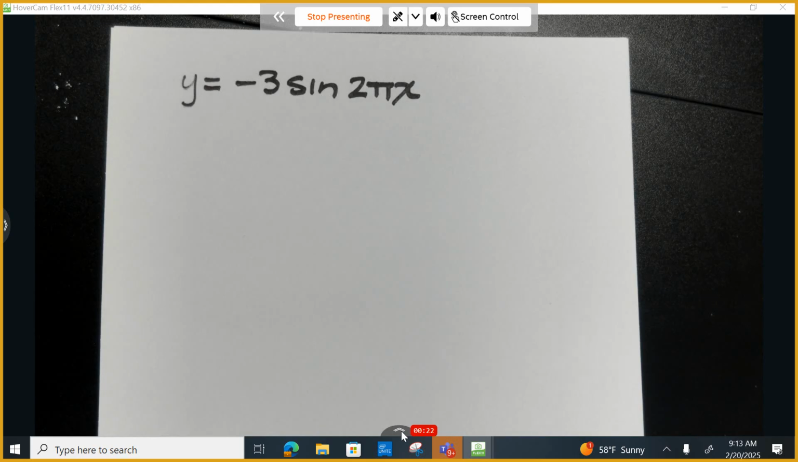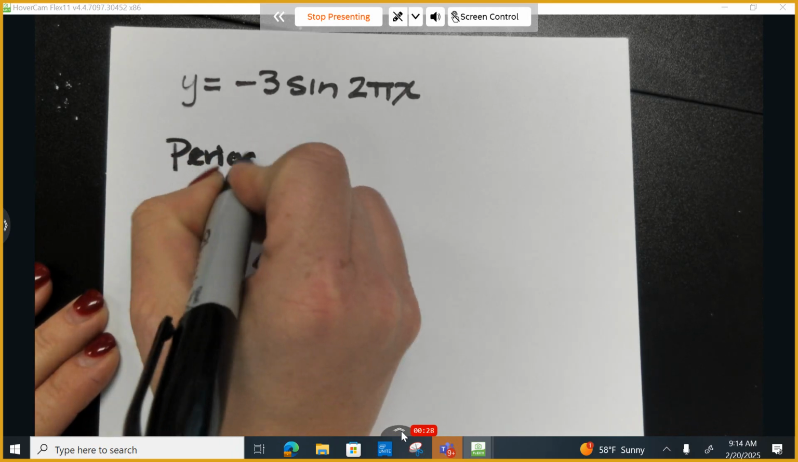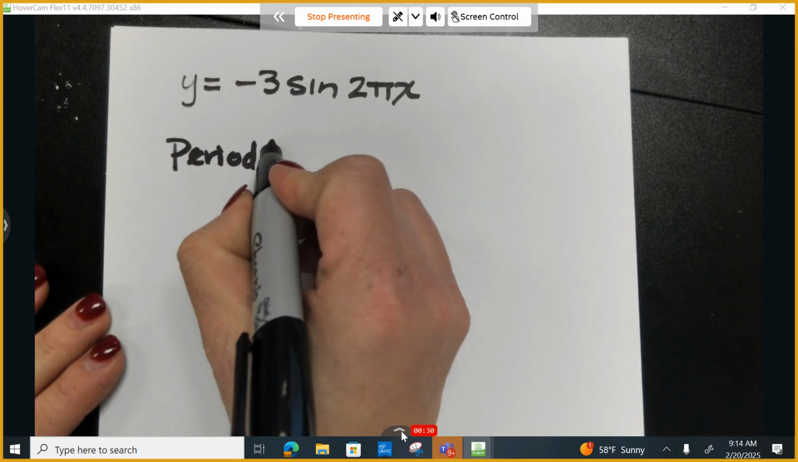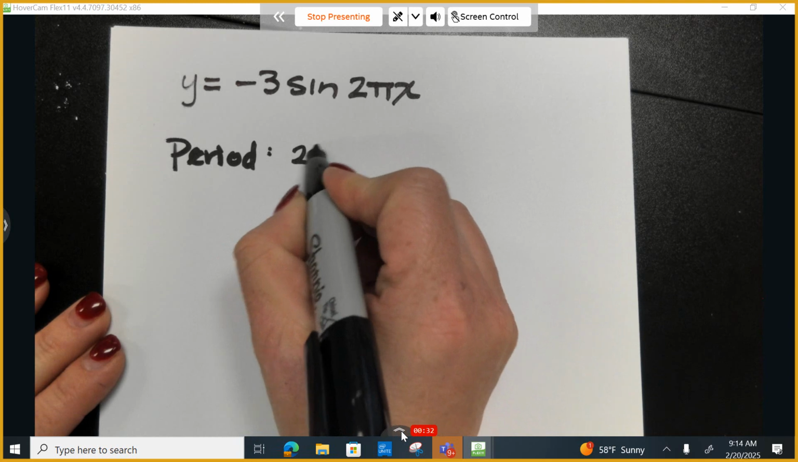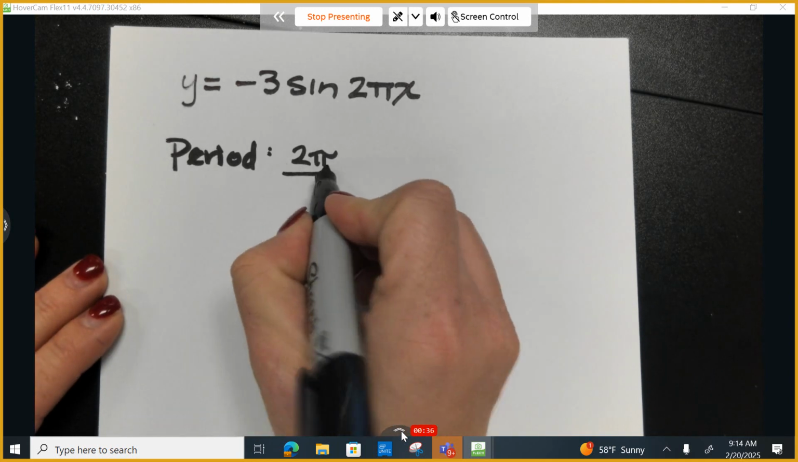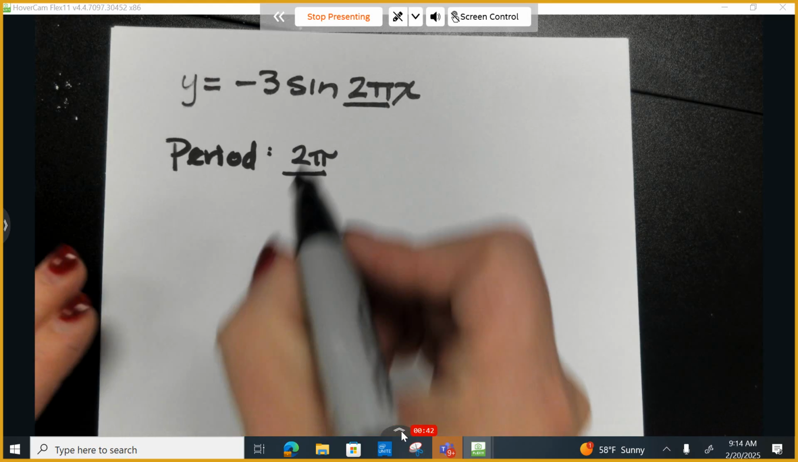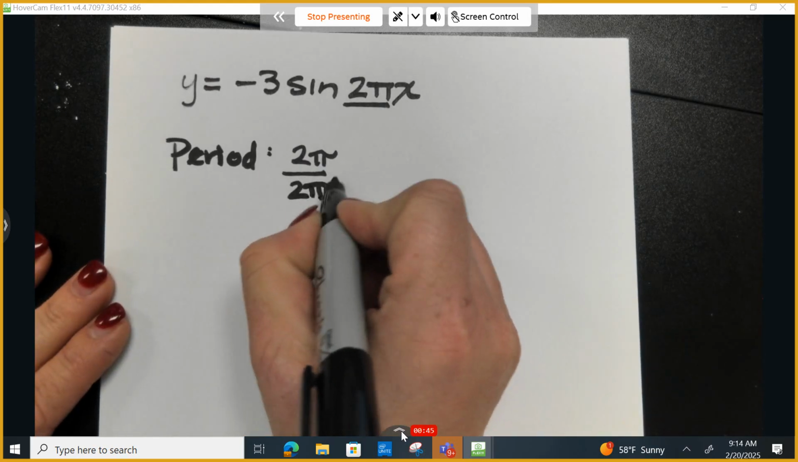The first step is finding the period length. Sometimes they just refer to it as the period, it's the length of one cycle. To do that, we always take 2 pi for sine and cosine, and we divide by whatever is stuck with the x. So whatever is in front of the x and stuck to it. In this case, it happens to be 2 pi.